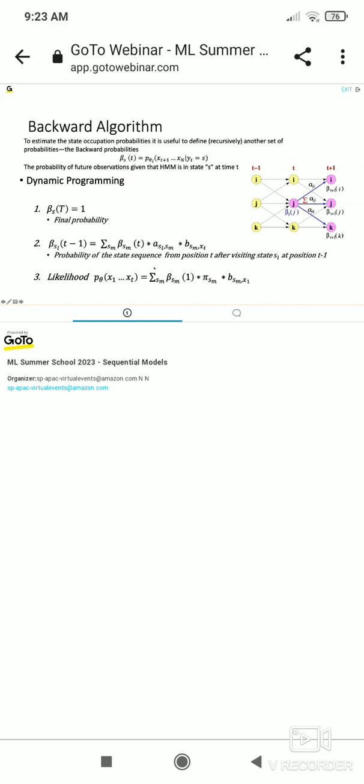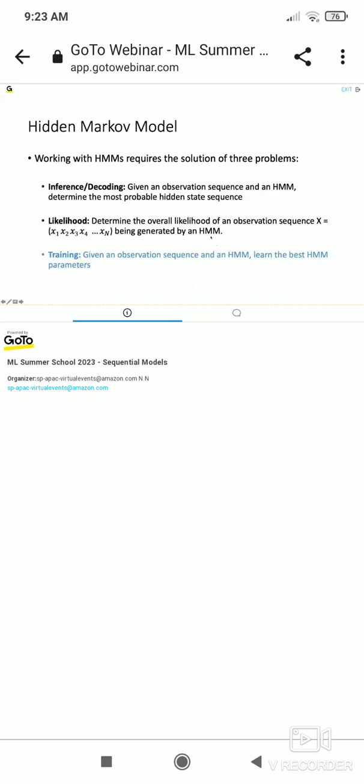We can also compute the likelihood using the backward probabilities with this equation, which is a summation over all possible betas in the initial state, the initial state probability values, and the corresponding emission probabilities. So far we discussed the inference and likelihood problems, and next we will discuss training the HMM, that is, estimating the parameters of the HMM.